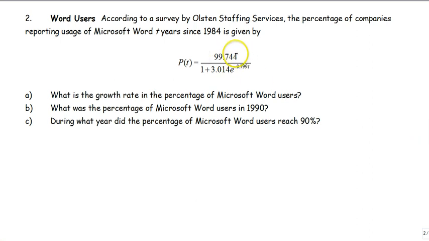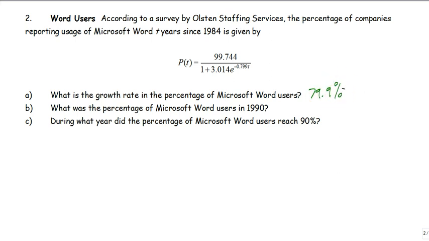This is a logistic growth model. There's a carrying capacity of 99.744, which is the percentage of companies reporting usage of Microsoft Word. That's the max it could ever be. The growth rate we grab from the exponential function right here, e to the negative 0.799t. So, what is the growth rate? That's 79.9%, which is actually a very high growth rate.